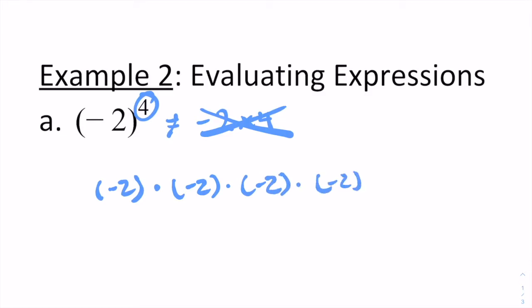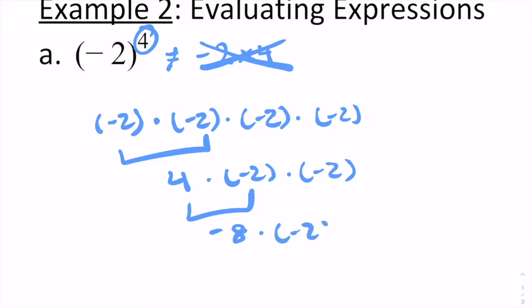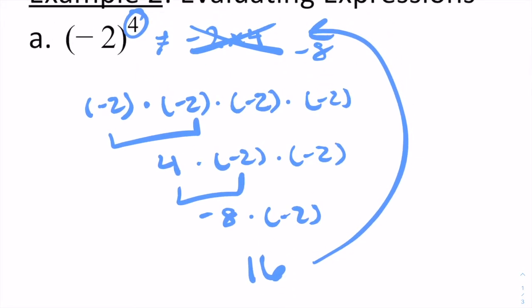I will write this out every single time until you get really familiar with it. So for this lesson, please write it out every single time. This becomes 4 times negative 2 times negative 2. Remember, you go left to right. This becomes negative 8 times negative 2. That becomes positive 16. So negative 2 to the fourth is positive 16. Notice how you would have gotten a very different answer if you did negative 2 times 4. So please be careful when you're dealing with exponents, as they are different than normal.